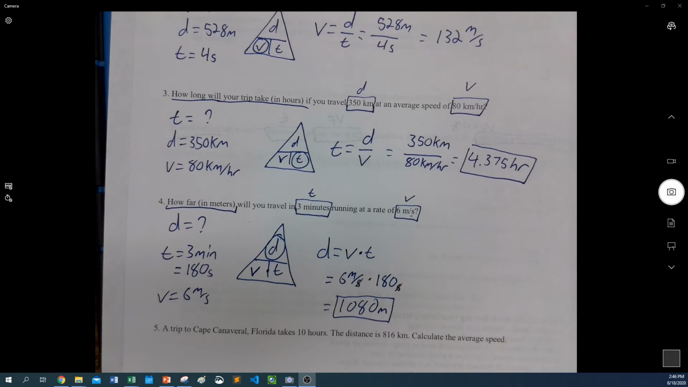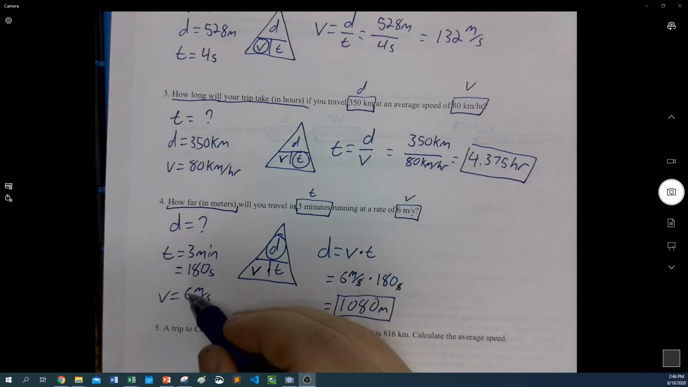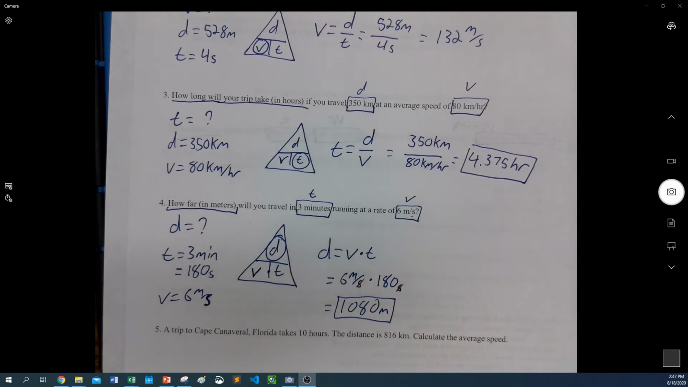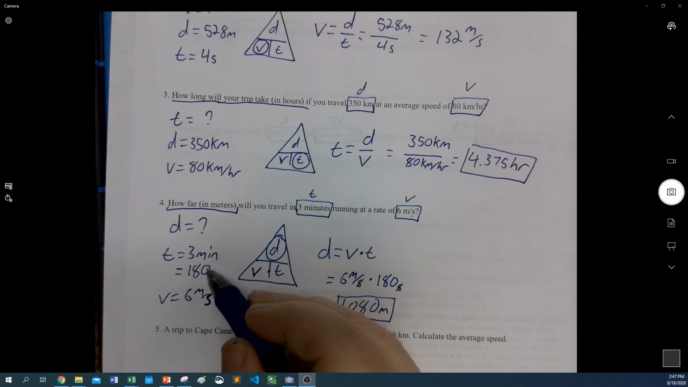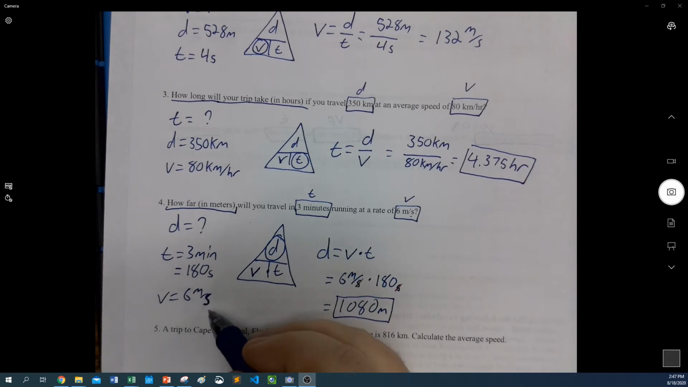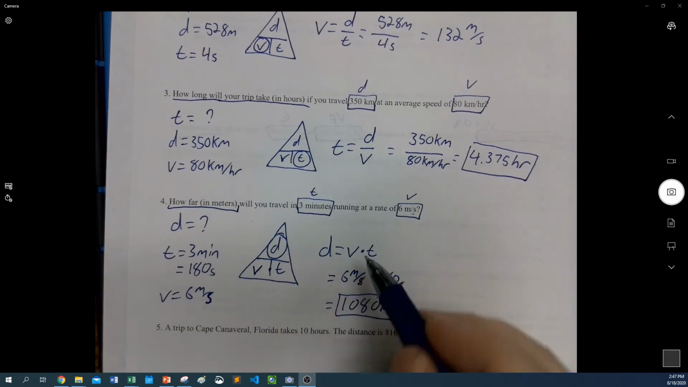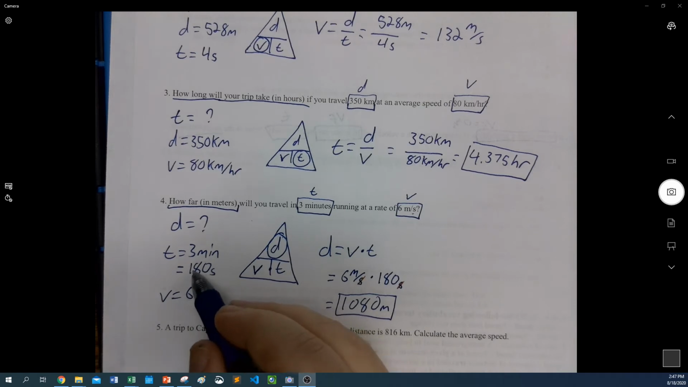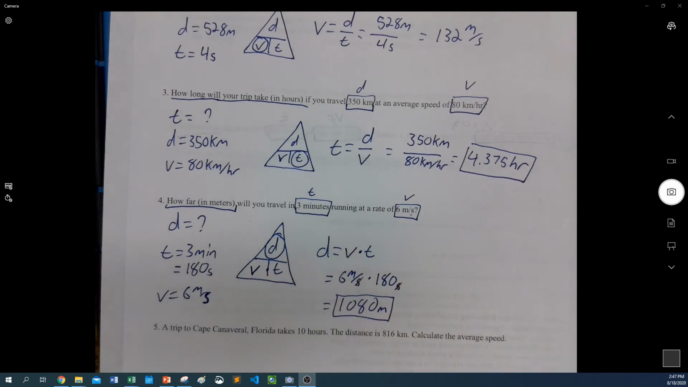Does that make sense? So your speed is 6 meters per second. So we need to use seconds for our time, because we're talking about how many meters you travel every second. So you travel 6 meters every second. So we're going to need to multiply by seconds. So 180 seconds. 180 seconds is the same thing as 3 minutes.